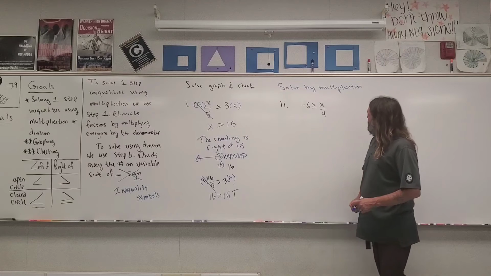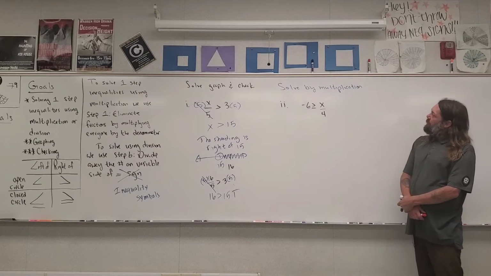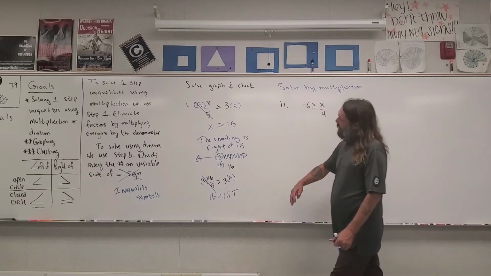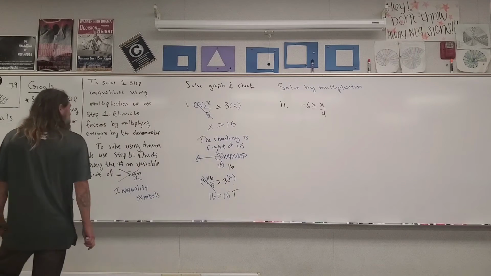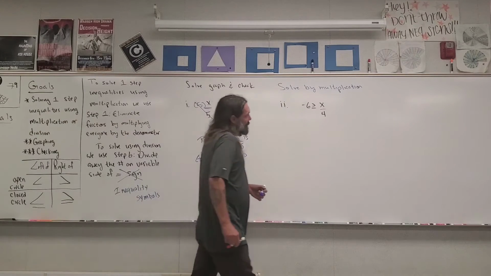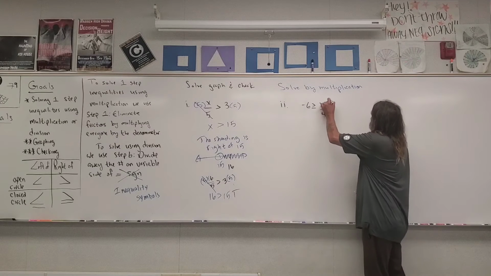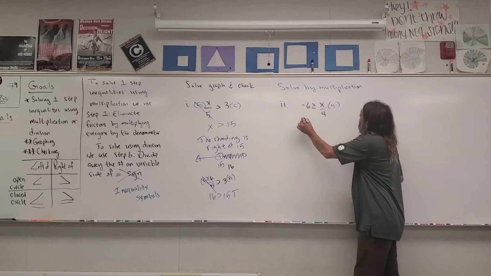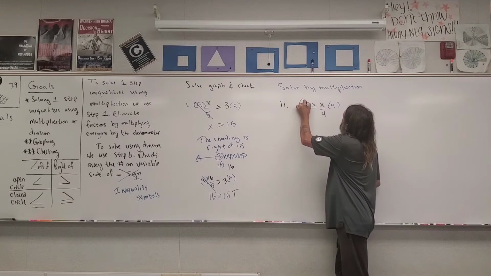All right, let's go ahead and do the second one. So again, I'm going to solve by multiplication. I have a fraction, so I must multiply everybody by the denominator. So everybody in this problem is multiplied by a 4. You get a 4. And you get a 4.